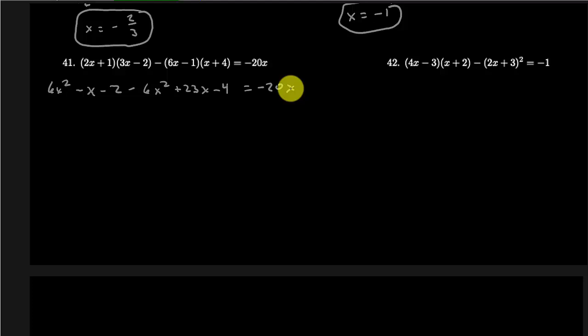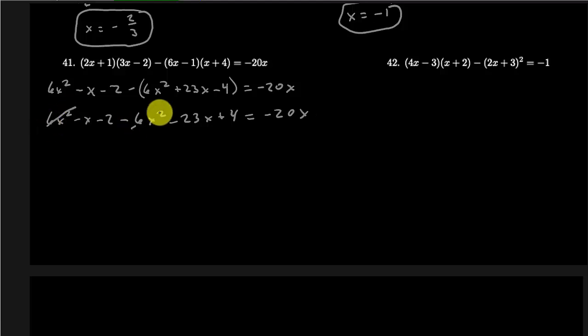Now, this is very important here. Notice it's minus this product here. So once you FOIL that out, you have to put that in parentheses. Okay? So now we've got 6x squared minus x minus 2. Now we're going to distribute the negative. Minus 6x squared minus 23x plus 4 equals negative 20x.